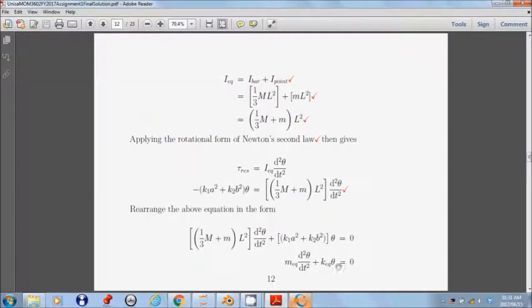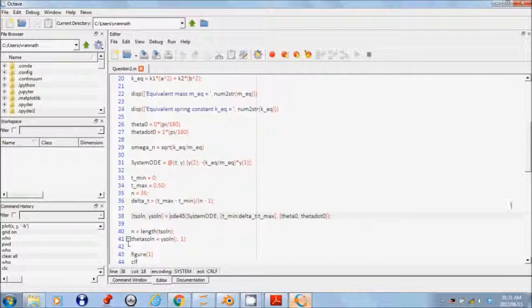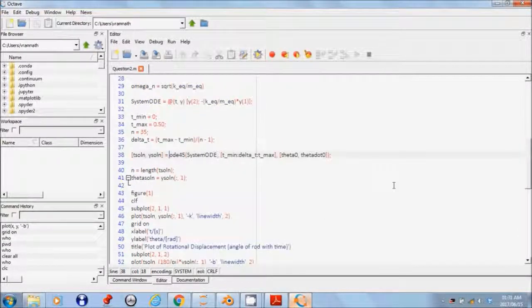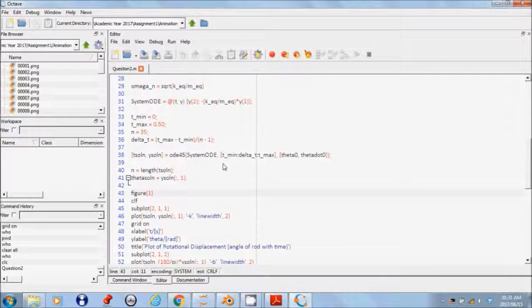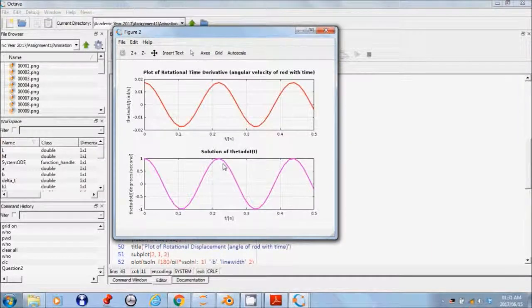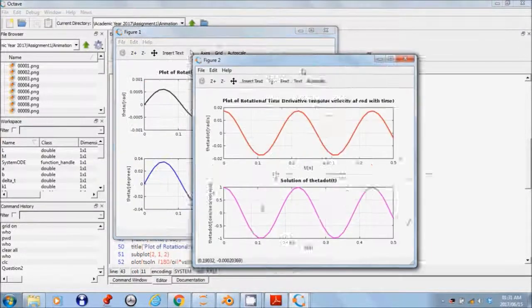When we solve it, in order to solve it, I would just press the button F5 on my computer. It then changes into the directory where the M file is located. The program is running, and then we get an answer. So let's quickly interpret what the answer is looking like.